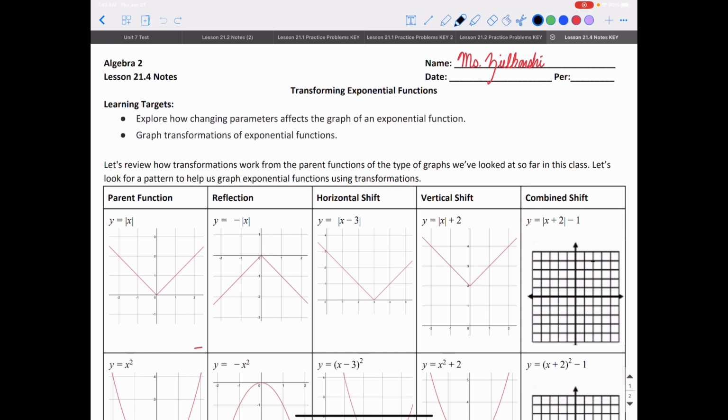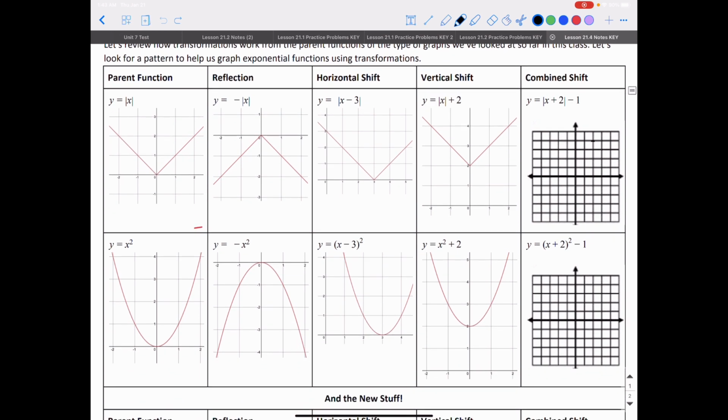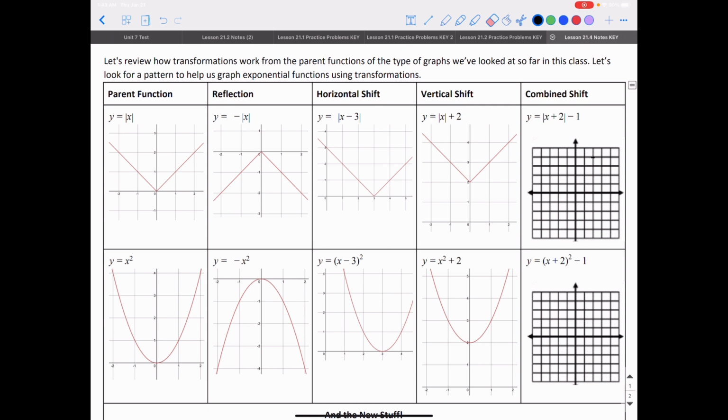First, we're going to review how transformations work for the parent functions that we've talked about so far in this class. We've talked about absolute value functions, and we've talked about quadratic functions. Looking at absolute value functions, the parent function for an absolute value function is y is equal to the absolute value of x. That's the simplest form of absolute value.